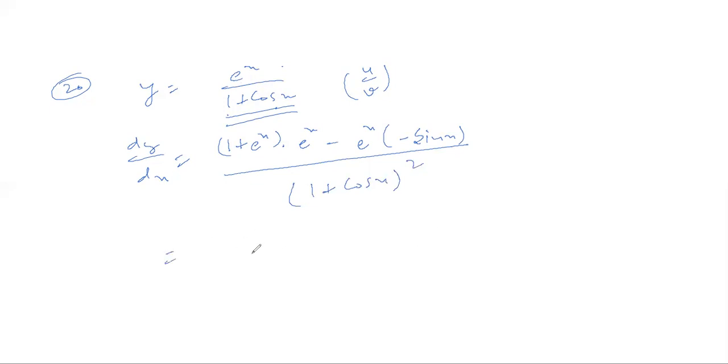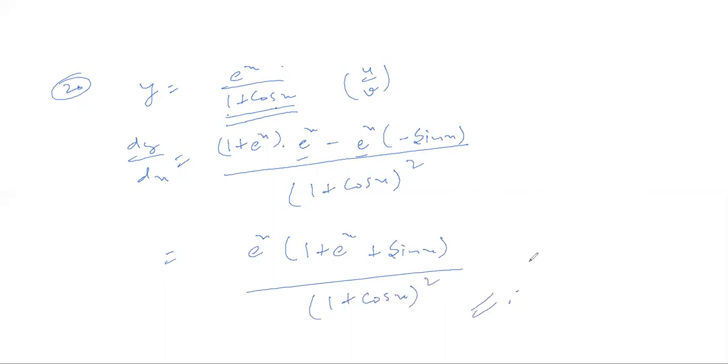So take e raised to power x common. This e raised to power x will be taken outside, and we got 1 plus e raised to power x and plus sin x, and divided by 1 plus cos x whole square. Okay, we'll differentiate it like this. It will not be further simplified, I guess. Yes, it won't be simplified anymore. So keep it as it is.